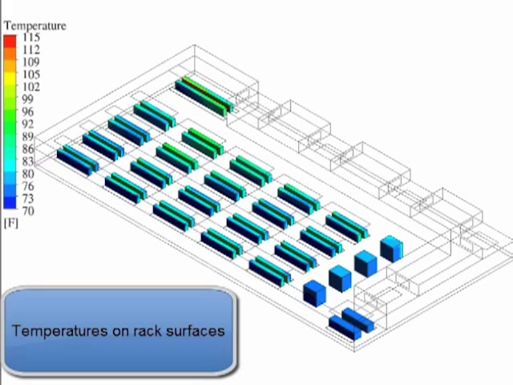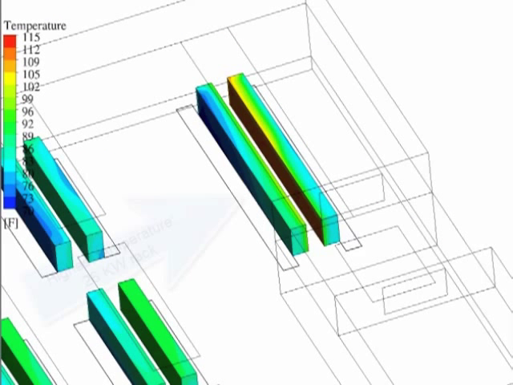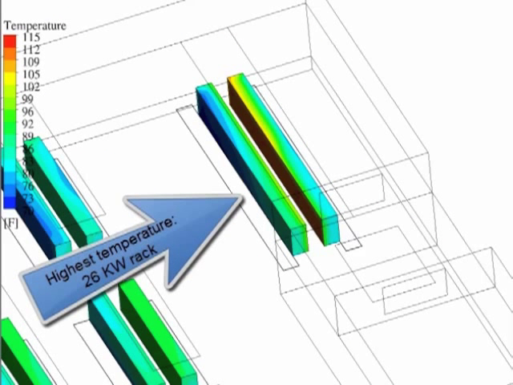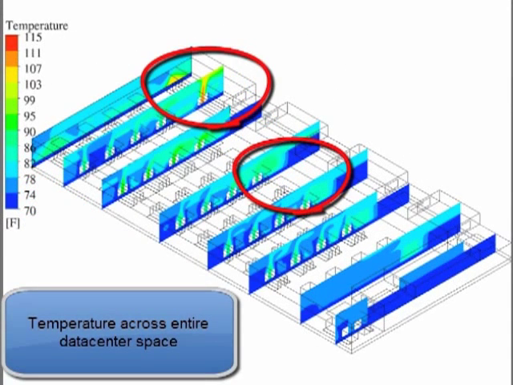Temperature variation on the rack surfaces can be seen clearly. Maximum temperature is hovering near 100 degrees Fahrenheit for the 11 kilowatt load rack. Overall maximum temperature in this data center can reach up to 115 degrees, which is for the 26 kilowatt rack. Plot for temperature variations across the entire data center helps in identifying some hot regions.